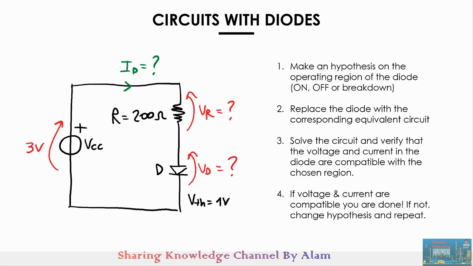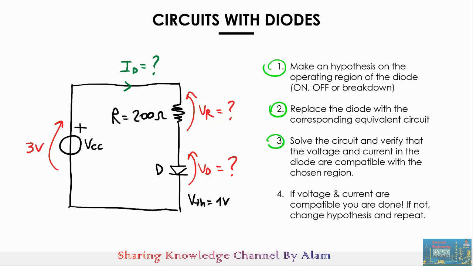Solving circuits with diodes requires following a 4-step procedure. Point number 1. Make a hypothesis on the operating region of the diode. Just by looking at the circuit, you can have a rough idea and try to guess whether the diode will be on, off, or in the breakdown region. It doesn't matter which one you pick, it's an arbitrary choice. In point number 2, you replace the diode with the corresponding equivalent circuit of the region of operation that you chose.